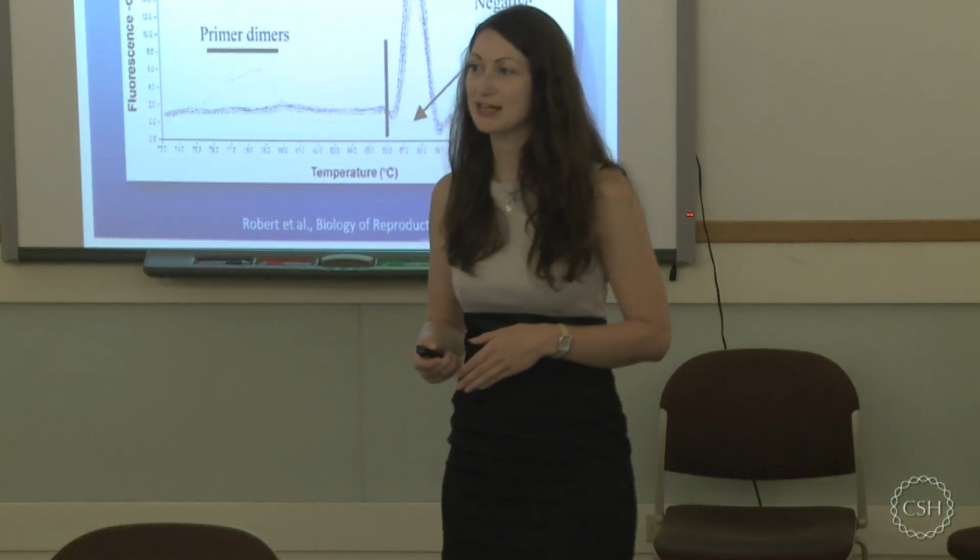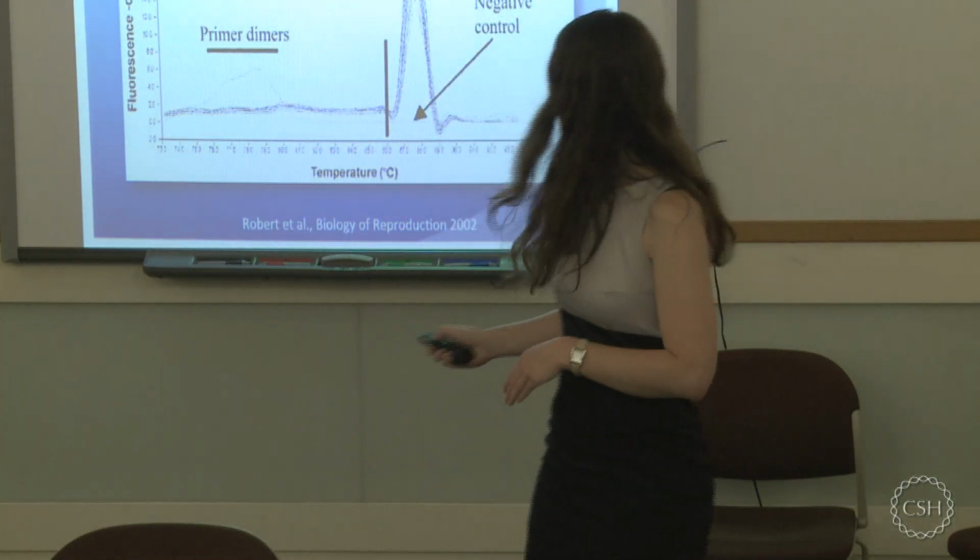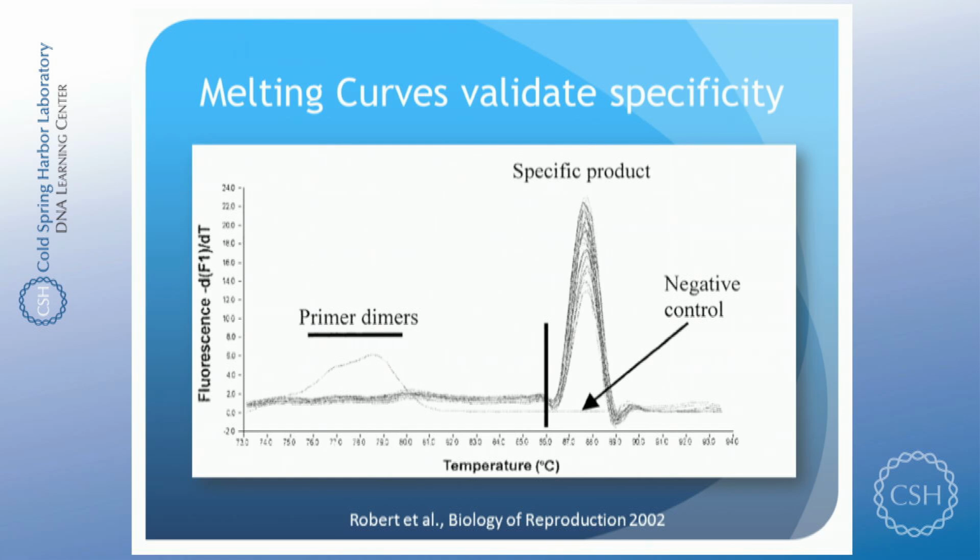Okay, now just a comment about melting curves. For a specific product, you get nothing, and then at a certain temperature, you get a peak, and then that's it. That's how it should look. If you get 2 peaks, like 1 here and 1 there, you probably have some primer dimer contamination.